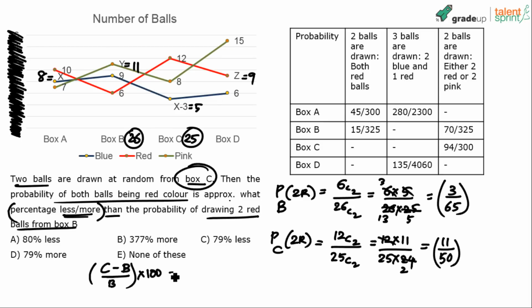Your final answer will be (C minus B) by B into 100. C is what percentage less or more than B. You're comparing with respect to B, so B should go in the denominator. So (C minus B) by B into 100.